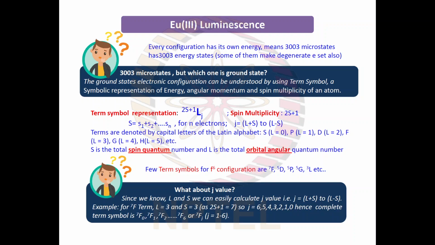The ground state electronic configuration can be understood by using the term symbol, a symbolic representation of energy, angular momentum, and spin multiplicity of an atom. The term symbol representation is 2S+1 L_J, where spin multiplicity is 2S+1, S equals s1 plus s2 and so on up to sn for n electrons, and J equals L plus S to L minus S. Terms are denoted by capital letters: S for L equal to 0, P for L equal to 1, D for L equal to 2, F for L equal to 3, G for L equal to 4, and H for L equal to 5. So S is the total spin quantum number.